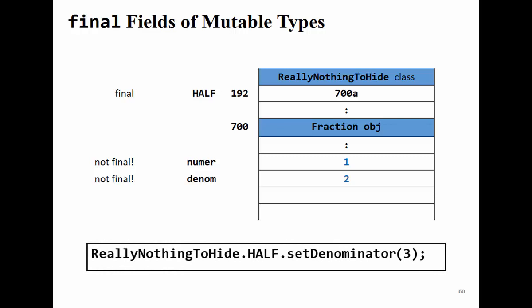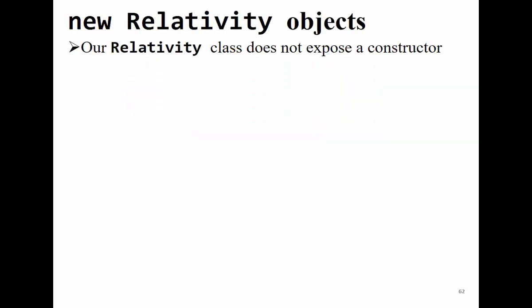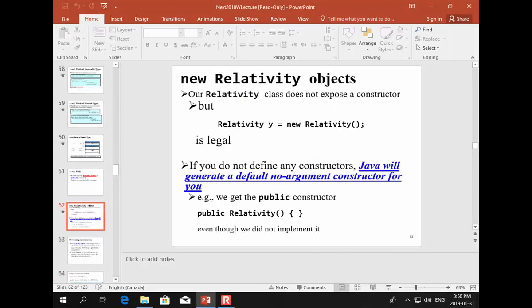Okay, to finalize this topic before we go: this is a final field of a mutable type. Public is very important, keep that in your mind. Whenever you share a mutable type as a final, it's not actually final. Okay? And we will continue next lecture about how we can avoid using new relativity, because currently relativity is a utility class and the client can create an object from a utility class, which is against the rule. Okay? See you next lecture.